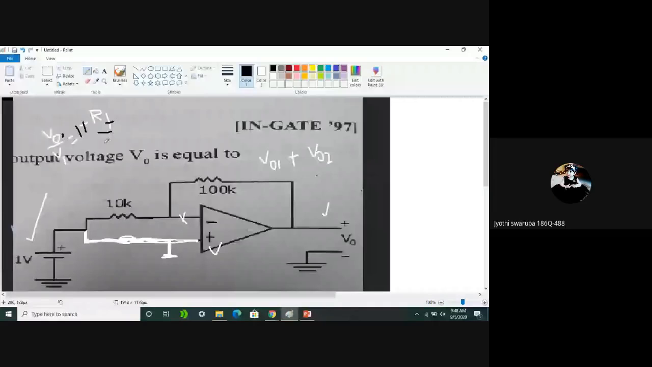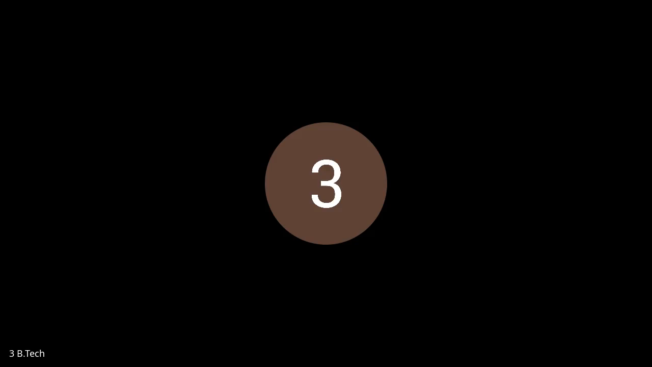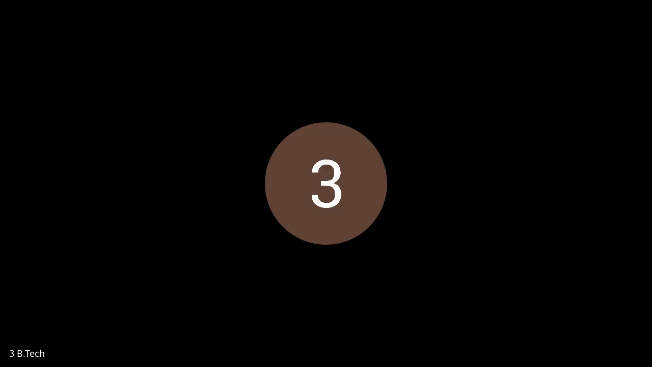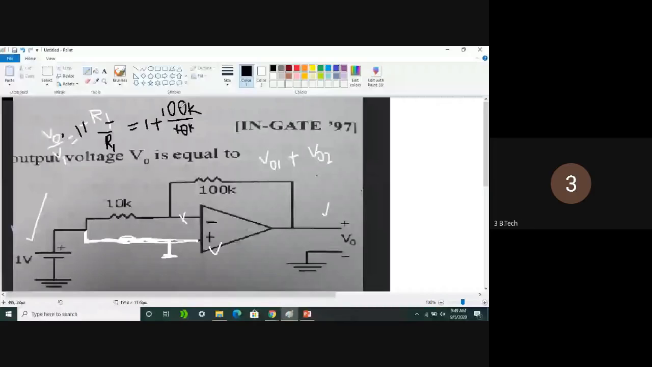As usual, 1 plus 100K by 10K. The K and K are gone, so finally we have 10. 10 plus 1 is 11. So the output is 11 volts.